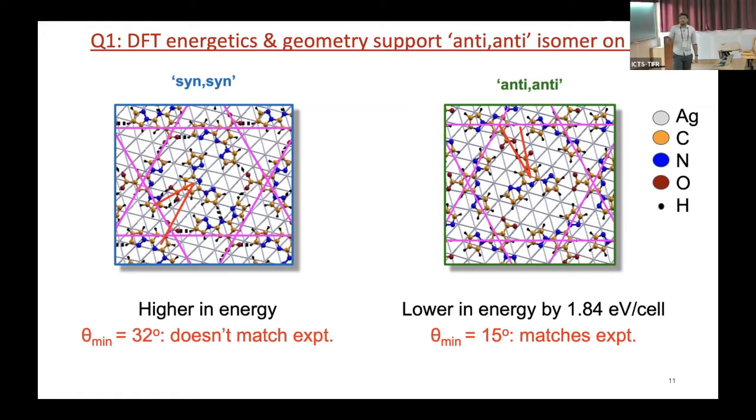So if we compare the energy of the two self-assemblies formed by the different kinds of isomers, we see that the anti-anti isomer has a lower formation energy for the self-assembly, and also the angle is matching quite well. So from here onwards, we will only talk about the anti-anti isomer, which is forming the self-assembly.